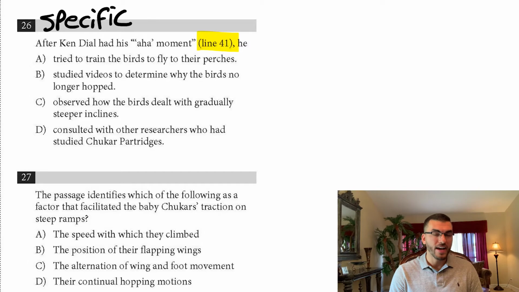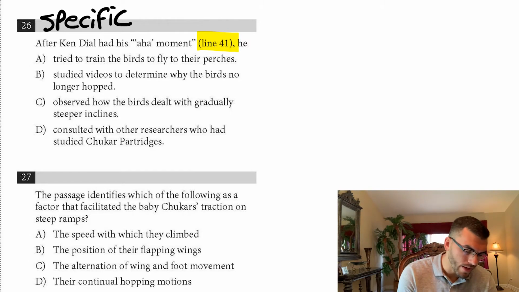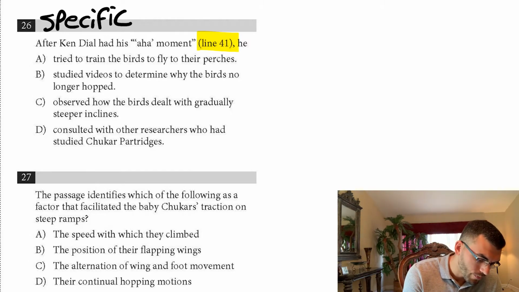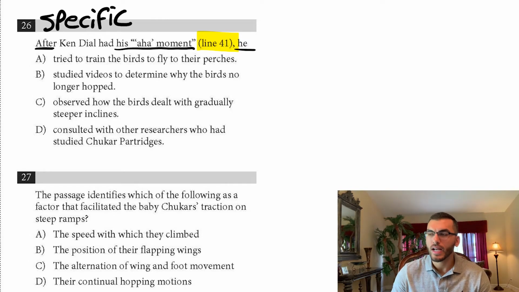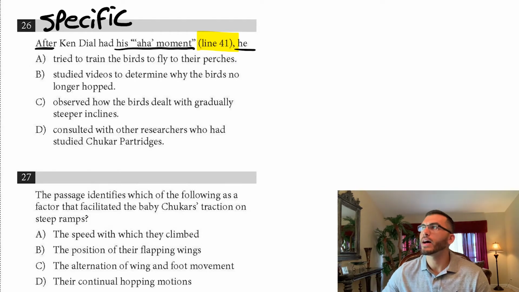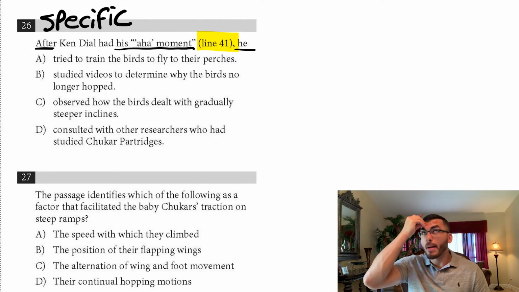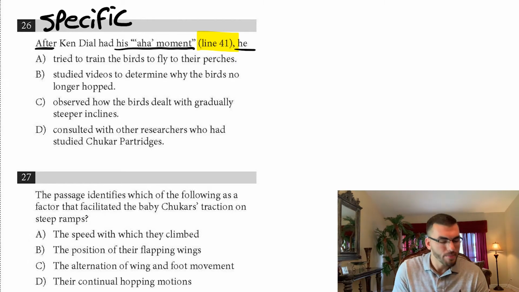After Ken Dial had his aha moment, we're going to rephrase the question. How can we put this into easier words that we understand? After Ken Dial had his aha moment. Not the longest question, but still a little bit long, a little bit weird to say in my head. So let's rephrase the question. After his aha moment. That's the key point of that question. I don't need to remember Ken Dial. I'll know when I see it in the passage.